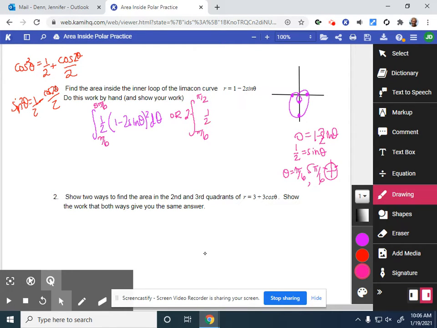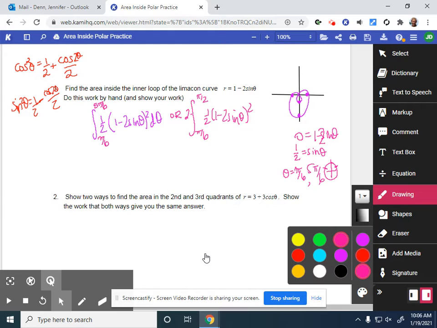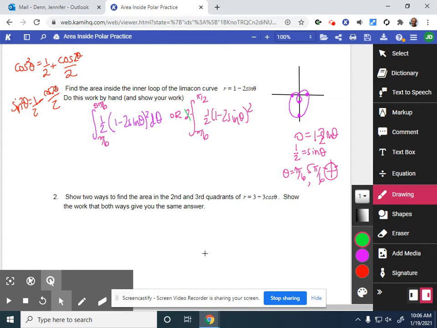So either way is fine. Either of these is fine. I'm going to go with this second one because I'm going to like how the 2 and the 1/2 cancels. I'm going to find that pi over 2 is going to be a lot easier to plug in. So I'm going to use this one.